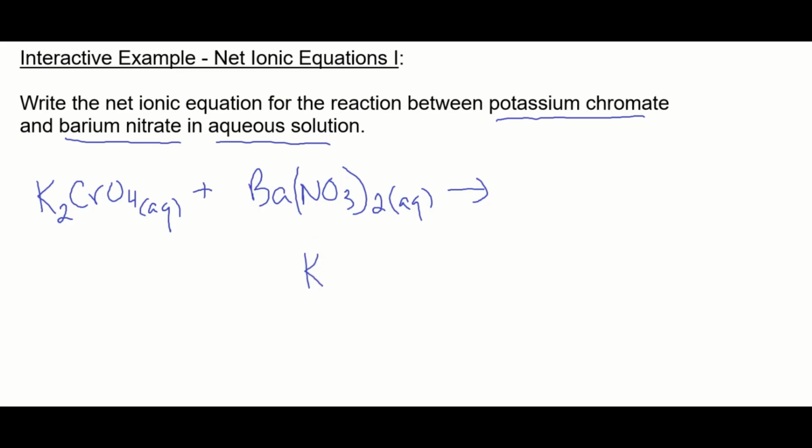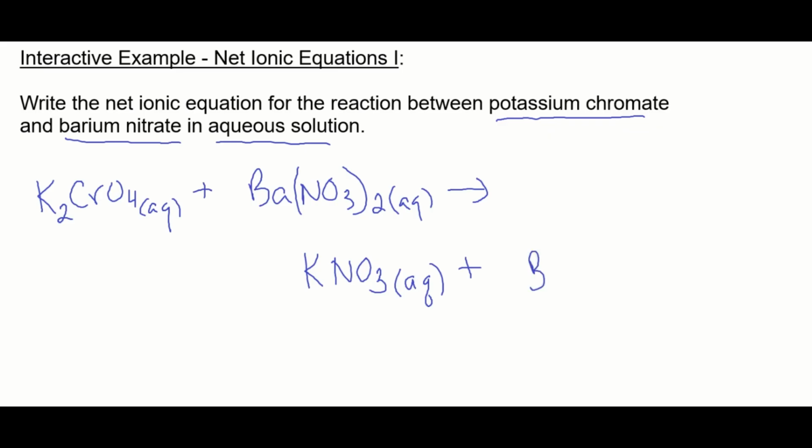So potassium, let's rewrite that with nitrate. And because the charges are the same, they're going to form in a 1-to-1 ratio. So there's your formula for potassium nitrate. All nitrates, as well as all alkali metal compounds, are going to be soluble. So we put aq there.